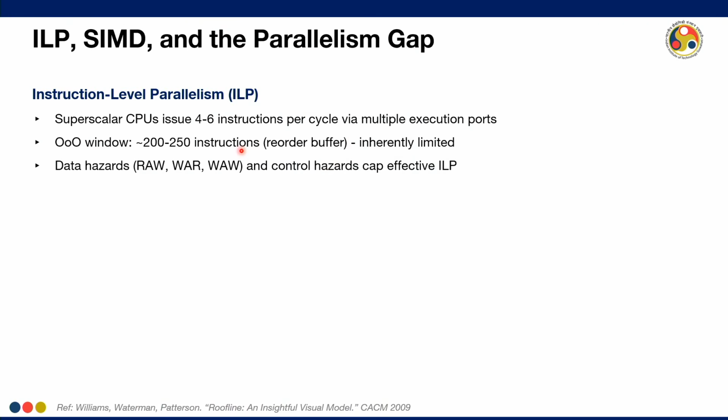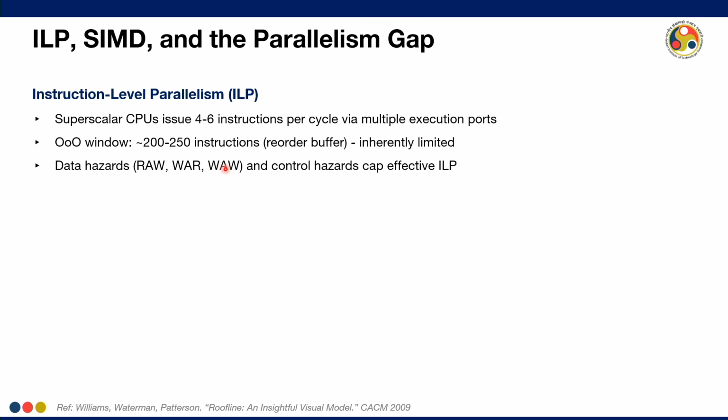So that means this window gives us a look ahead of around 200 to 250 instructions, which is limited, but it gives an opportunity to extract instruction level parallelism. Obviously there are data hazards and also control hazards, which limit this instruction level parallelism.